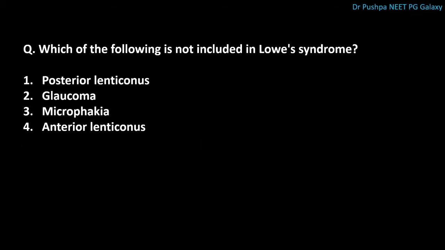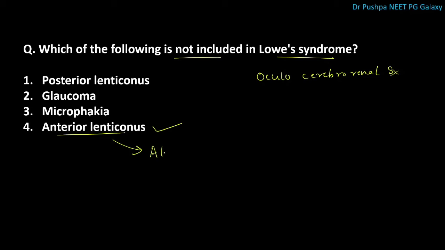Next question is, which of the following is not included in the Lowe syndrome? The correct answer is anterior lenticonus. Lowe syndrome is also called as oculocerebrorenal syndrome. This includes posterior lenticonus, glaucoma, and microphakia. This anterior lenticonus is seen in Alport syndrome and in Waardenburg syndrome.